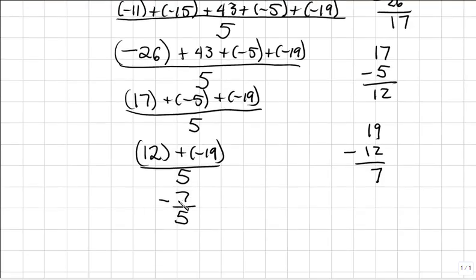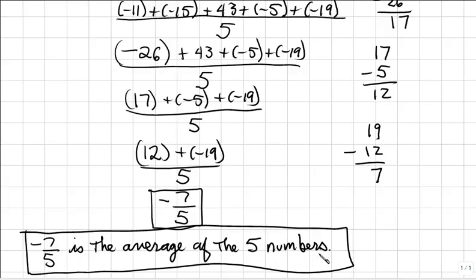So, since we cannot simplify 7/5, negative 7/5 is the average of our 5 numbers. That's our final answer.